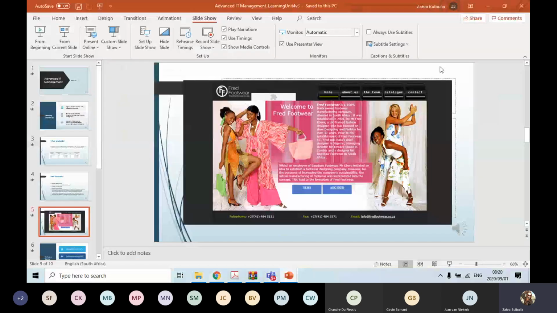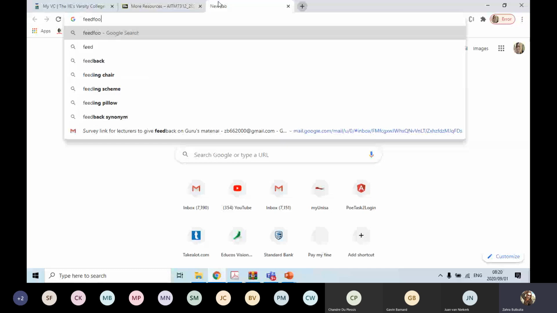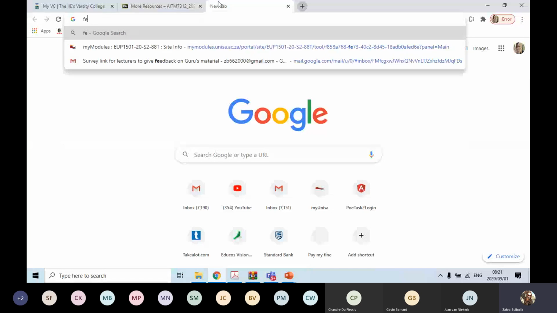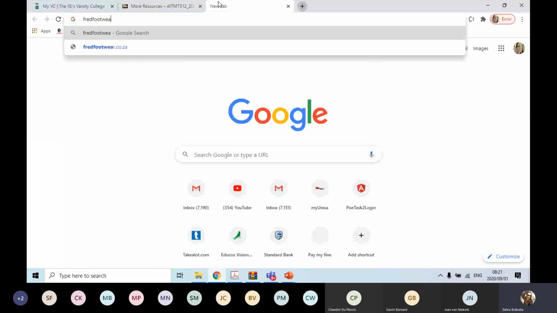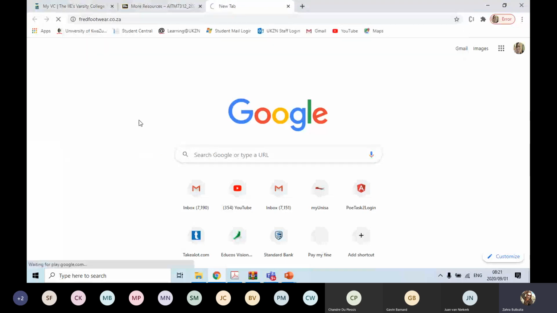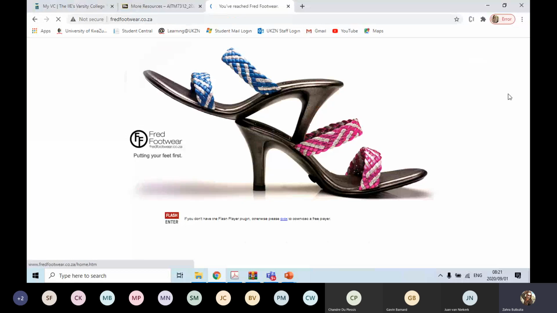Let's actually look at it in a bit more detail. Let me try and find it. They gave me the URL anyway. That's it. Redfootwear.co.za. Okay, cool. They've changed it a little bit.